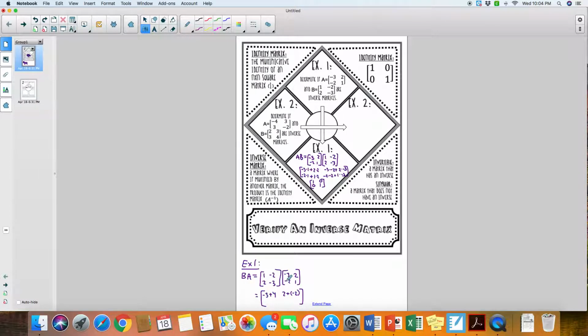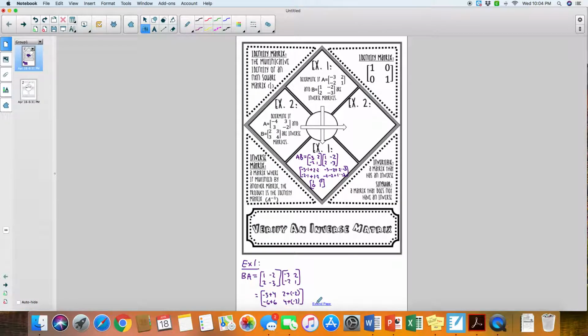Then I do 2 times negative 3, which is negative 6. Negative 3 times negative 2 is a positive 6. And then 2 times 2, which is 4, plus negative 3 times 1, which is negative 3.